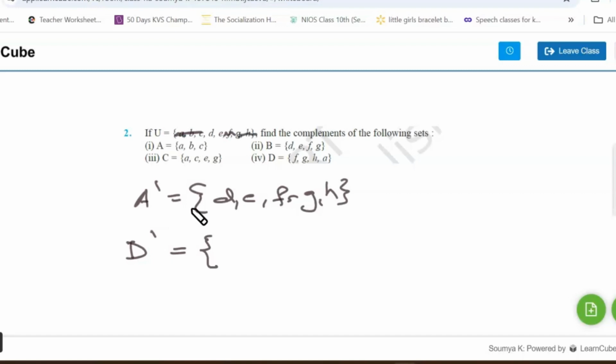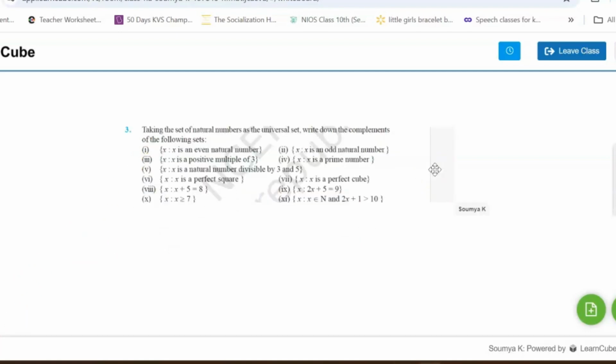F, G, H and A. So the remaining will be B, C, D, E. This set is the D complement. Hope you understood how to do the questions. Please do the other two questions as well.